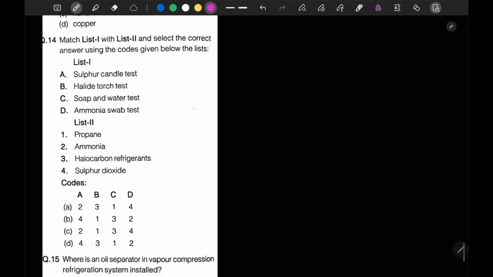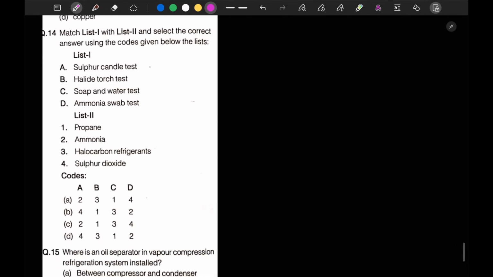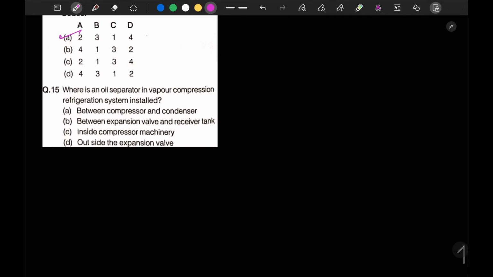Next, match the list. The sulfur candle test is used to test for a leak of ammonia. The halide torch test is for halocarbons. The soap and water test is for hydrocarbons or propane. Option 1, and ammonia has sulfur. So 2314, option A.